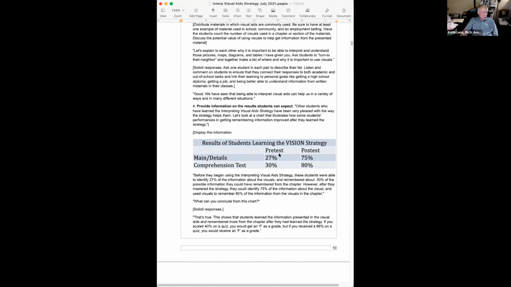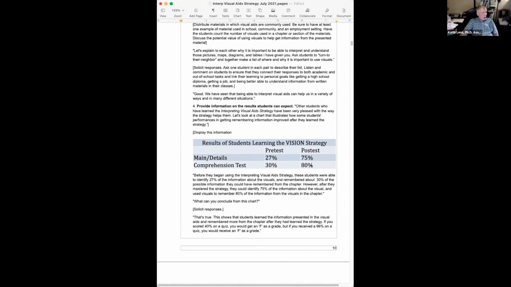The results were on the pretest. Students scored an average of 27% on being able to identify main ideas and details. On the post-test, they were able to identify 75% of the main ideas and details. On the comprehension test, they moved from 30% to 80%.